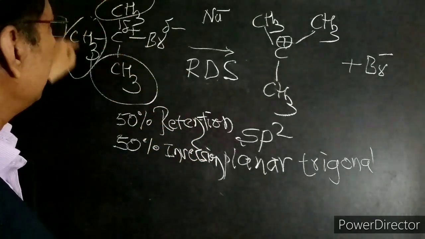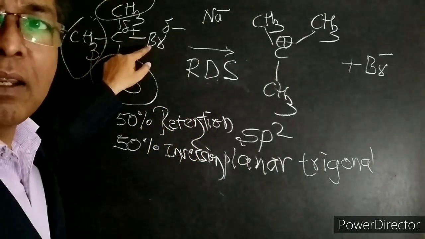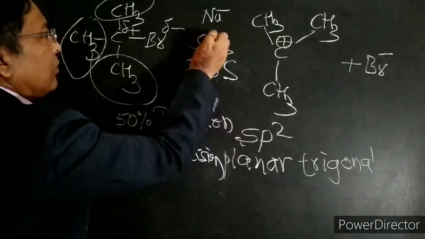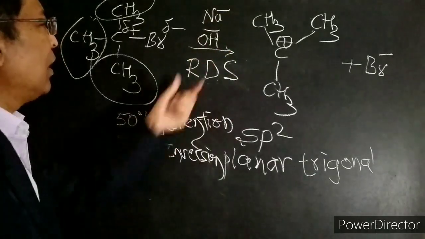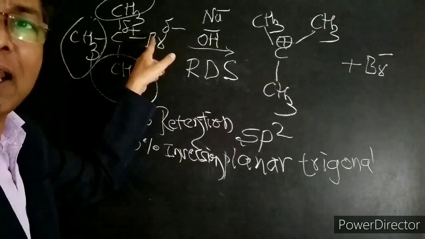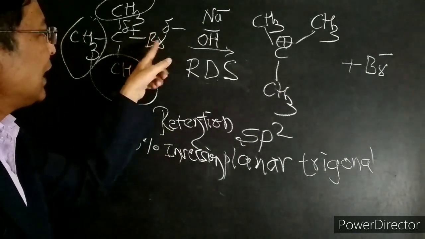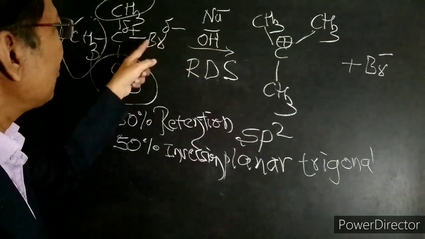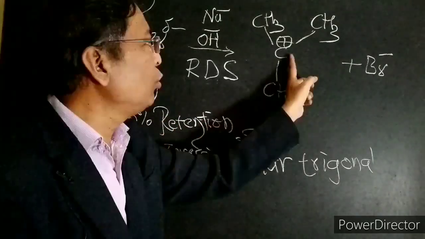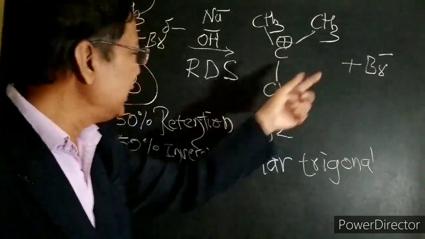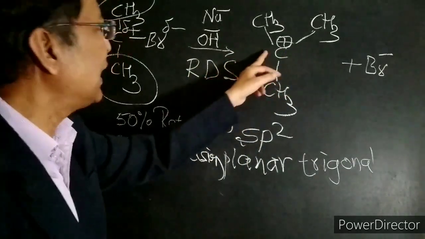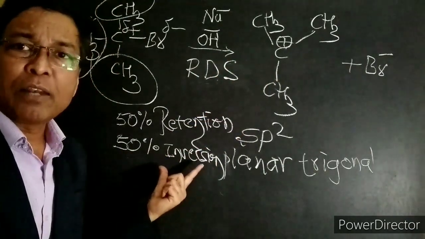Retention means, if you see this tertiary butyl bromide, here the halogen atom is on the right side. If I take hydroxyl ion as a nucleophile, and the nucleophile is present exactly at the position of bromine, on the right side, then it is called retention configuration product. If the nucleophile is present at the left side, it is called inversion configuration product.